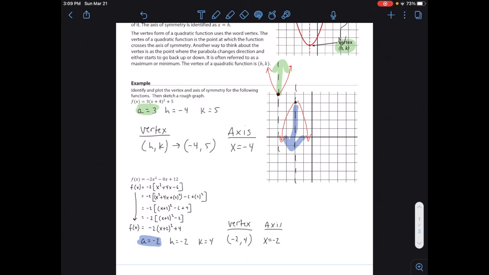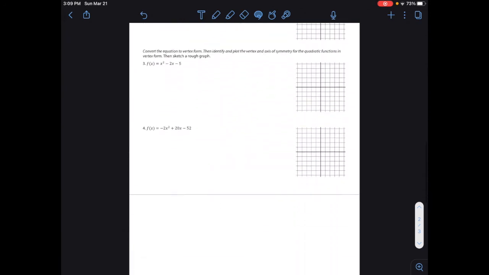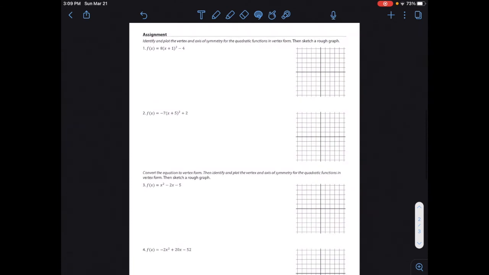That's something I want you to watch out for as you go through these problems on your own. If a is positive, make sure the graph is opening up. If a is negative, make sure the graph is opening down. I think you can do this. There are four of them. For the first two, you just have to look and identify a, h, and k, and then sketch a rough graph. For the second two, you have to do some conversion first, and I think you can do it. If not, email me and I'll help you out.